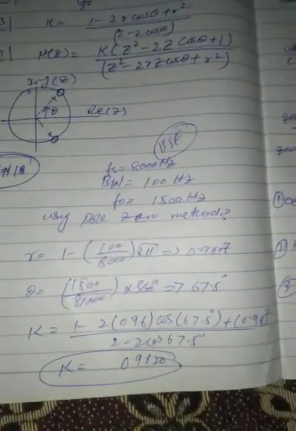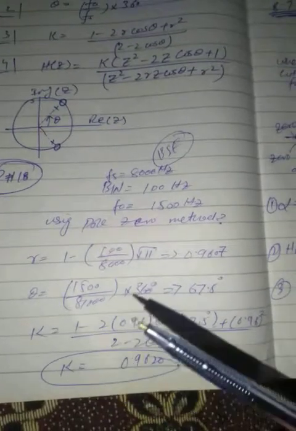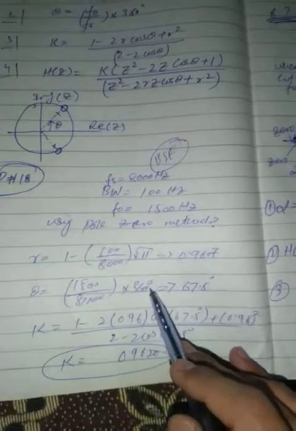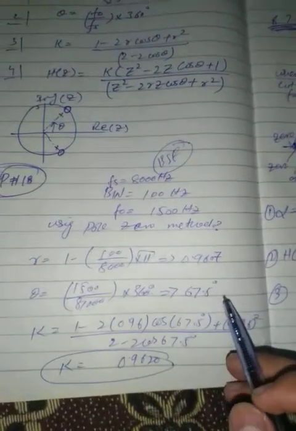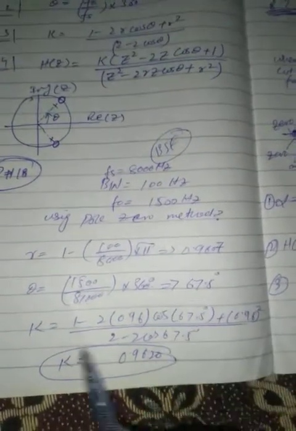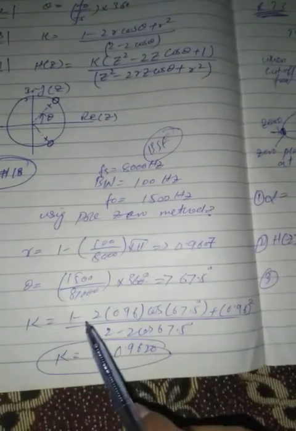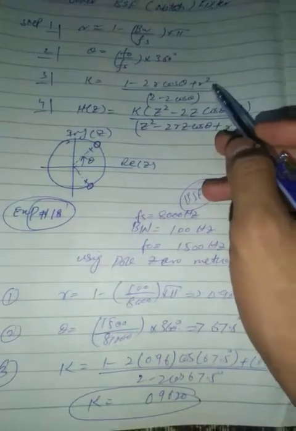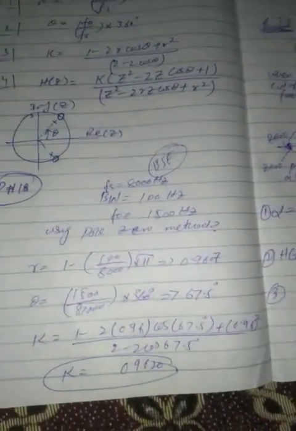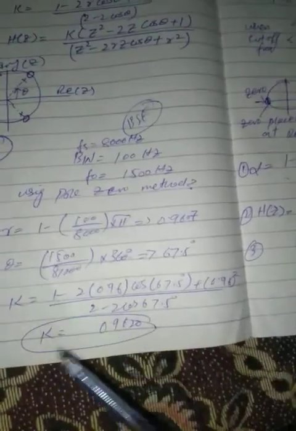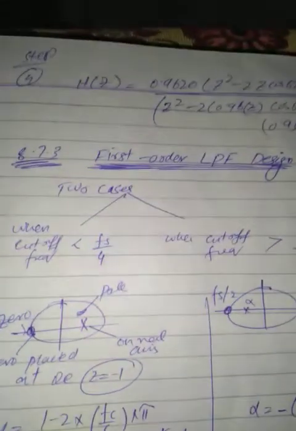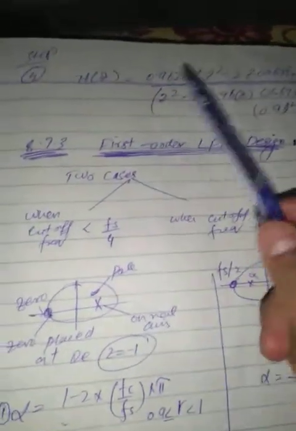The next thing we calculate is theta. Theta is the angle: 1500 divided by 8,000 multiplied by 360, which gives 67.5 degrees. And the next step is k. K is equal to unity gain, (1 minus 2 cos theta plus r squared) divided by (2 minus 2 cos theta). By putting these values in my system, I get the value of k as 0.9620.